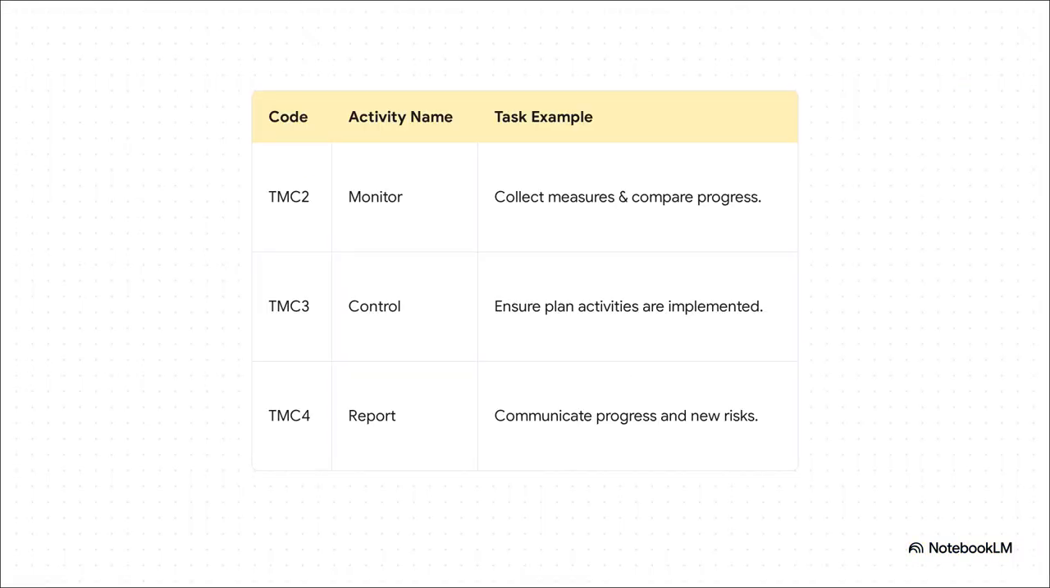Take just one process: test, monitoring, and control. The standard breaks it down into specific tasks. As you can see here, with TMC2, you monitor. That means collecting data. With TMC3, you control, making sure the plan is being followed. And with TMC4, you report. You tell people how it's going. It's this level of specific, actionable detail that makes the standard so useful.